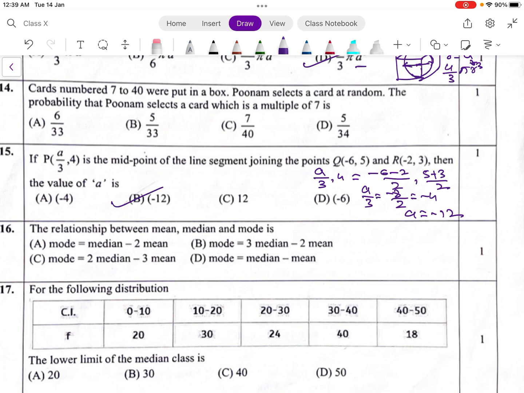Then the next question: the relationship between mean, median and mode is. Here we know the empirical formula: 3 median equals mode plus 2 mean. Therefore mode is nothing but 3 median minus 2 mean. So that is correct.